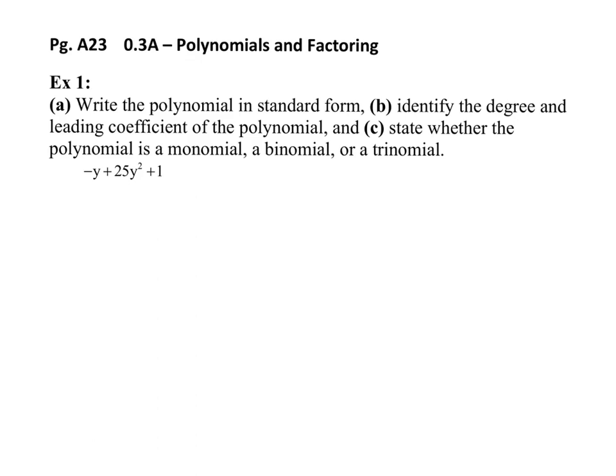Lesson 0.3a. Okay, for example 1 part A, we have to write the polynomial in standard form. So standard form means you start with the variables with the highest exponent and you go down in descending order. So there's the highest exponent. So we have 25y squared. This is y to the first. So we have minus y. And this is essentially y to the 0th power. We just have this constant here, so the constant comes at the end, plus 1. All right, so that's part A.